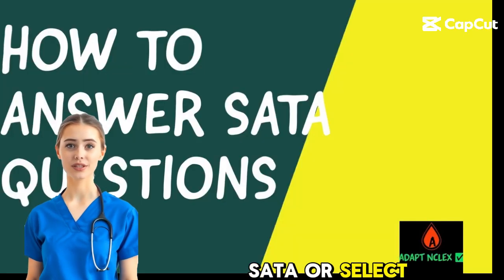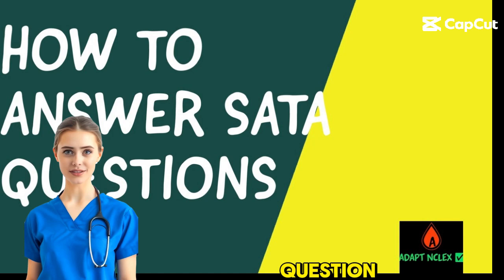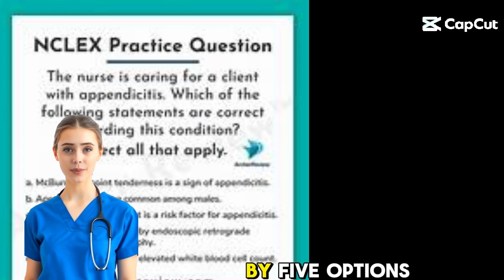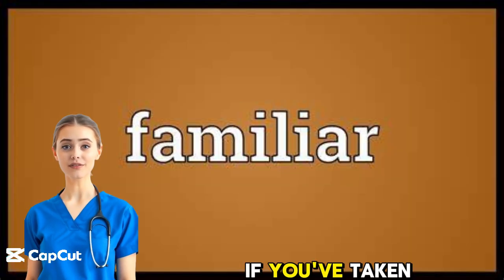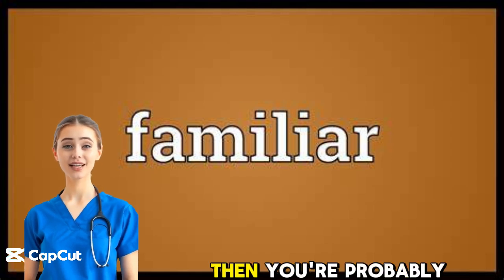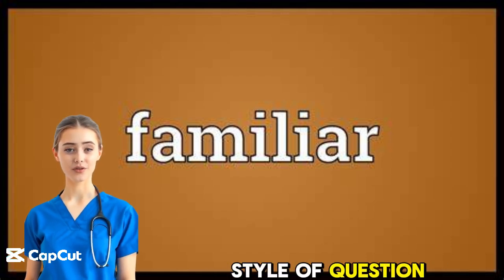Next is a SATA, or select all that apply question. This is where you get a question stem followed by 5 options, and you have to select the 3 that are correct. If you've taken any other nursing school exams, then you're probably familiar with this style of question.